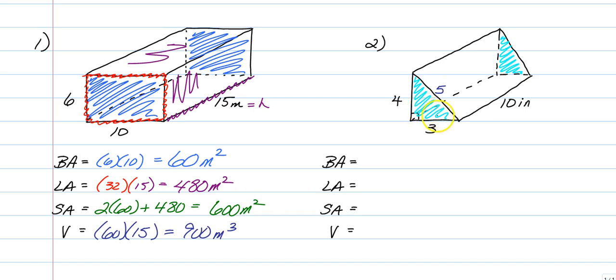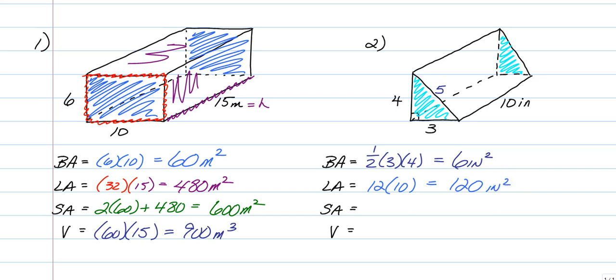So, how do we find the area of a triangle? It is 1/2 the base times the height, which is going to give us 6 inches squared. Now we have to find the lateral area. The lateral area is the perimeter of the base. Again, that's why we had to find this piece right here. So the hypotenuse, 5 plus 3 plus 4, we're going to have a perimeter of 12 times the height of the prism, which is 10. So we have 120 inches squared for our lateral area.